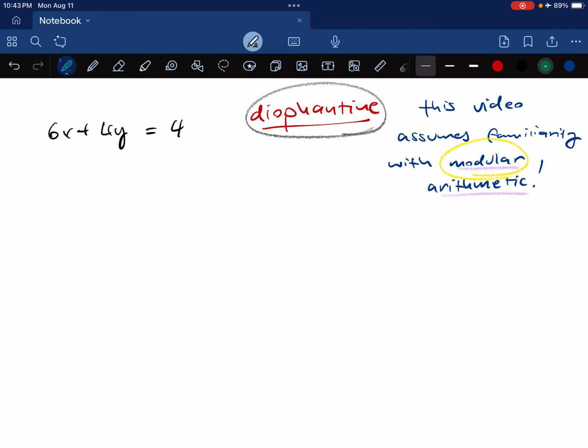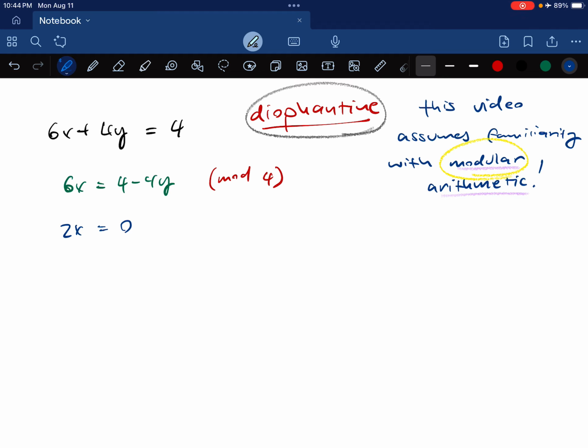So first thing I'm going to do is subtract 4y on both sides to get 6x is equal to 4 minus 4y. And now what I'm going to do is take both sides mod 4. So what happens when I take both sides mod 4? Well, 6x mod 4 is 2x because 6 mod 4 is 2. And that is equal to 0, because 4y mod 4 is 0 and 4 mod 4 is also 0.